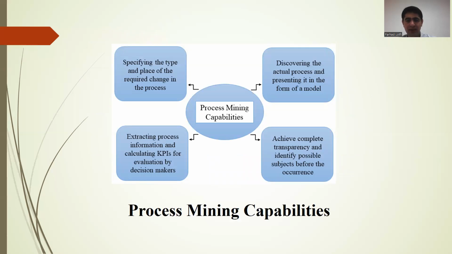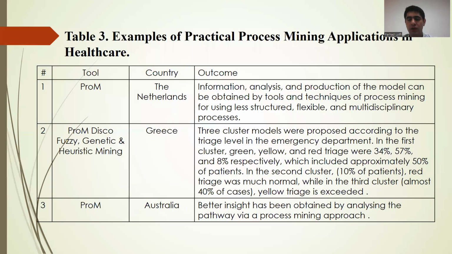Our process mining capabilities were put in one diagram. First of all, specifying the type and place of the required change in process. Second, discovering the actual process and presenting it in the form of a model, extracting process information and calculating KPIs for evaluation by decision makers. And the fourth is named Achieve Complete Transparency and Identifying Possible Subjects Before.